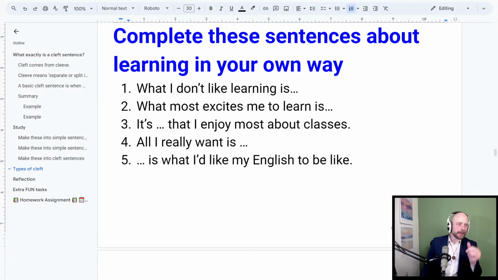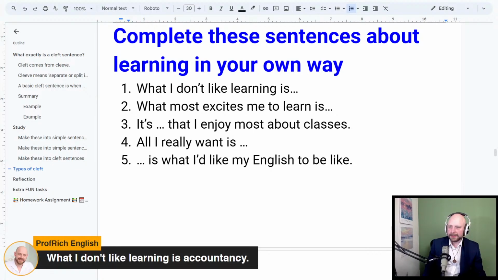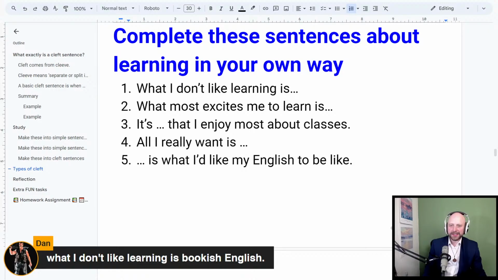What I don't like learning is... What I don't like learning is accountancy. Accounting. Not my area. What I don't like learning is bookish English.